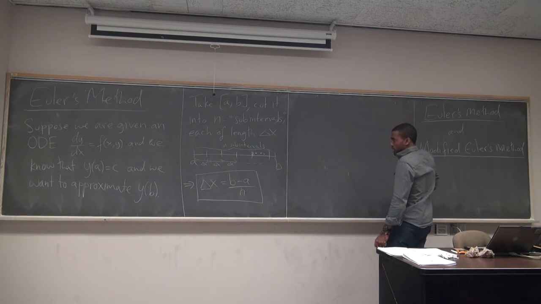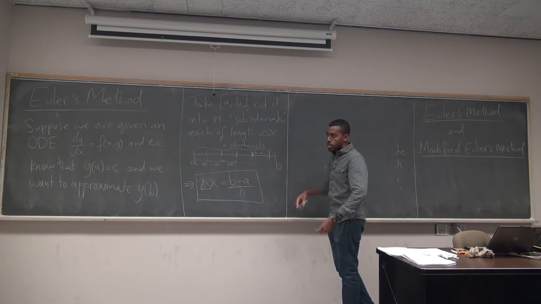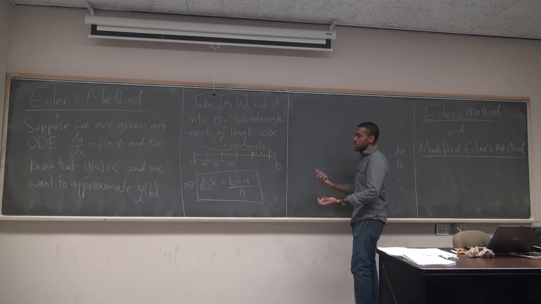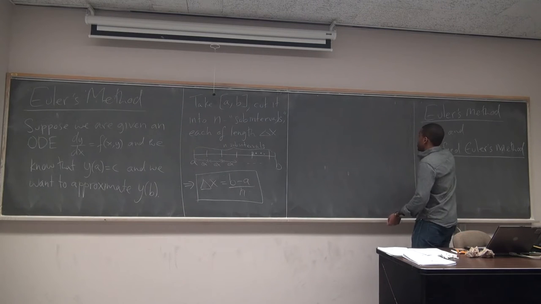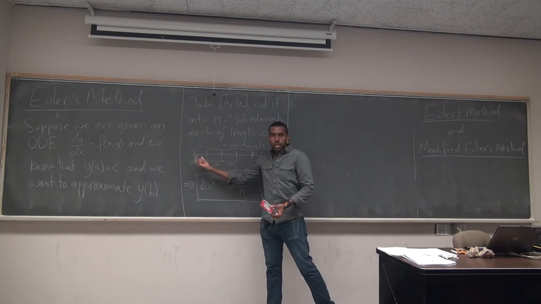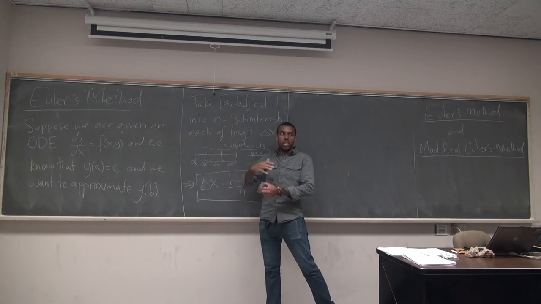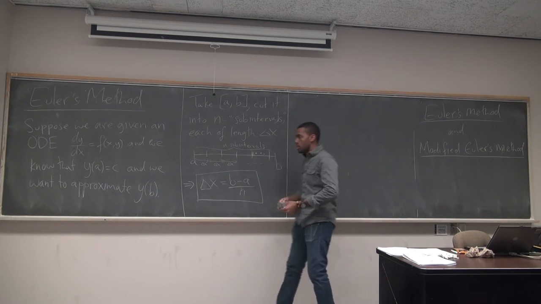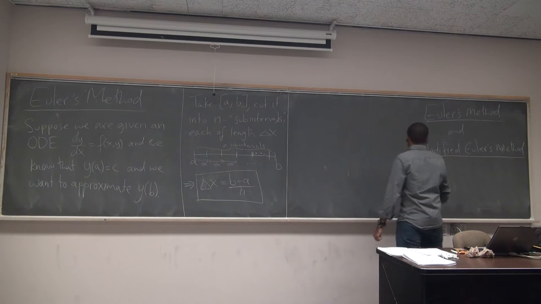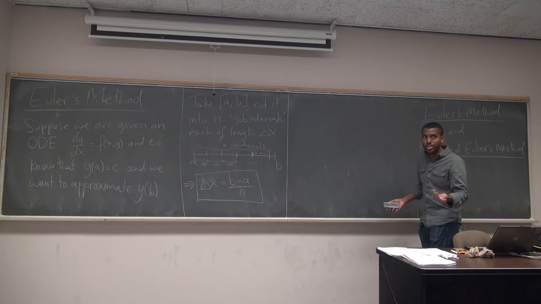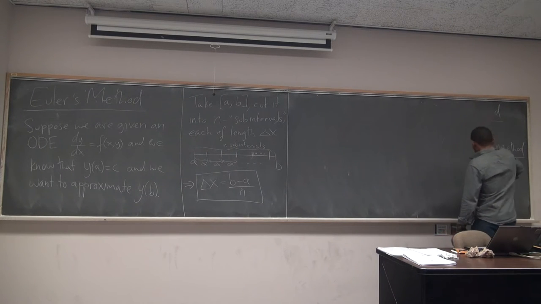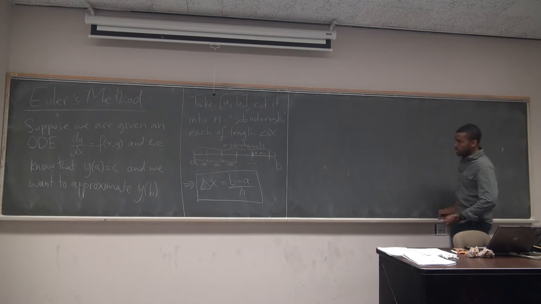Now in practice, you would choose what delta x you want, but in 209, we're usually going to tell you. I'll say, use this many subintervals. In general, to get a better approximation, the smaller delta x is, the better the approximation is. So you can choose 1,000 or 5,000, but in math class, I'll say use 4. With Excel, you can do thousands and get a really nice approximation. Okay. So far, so good.